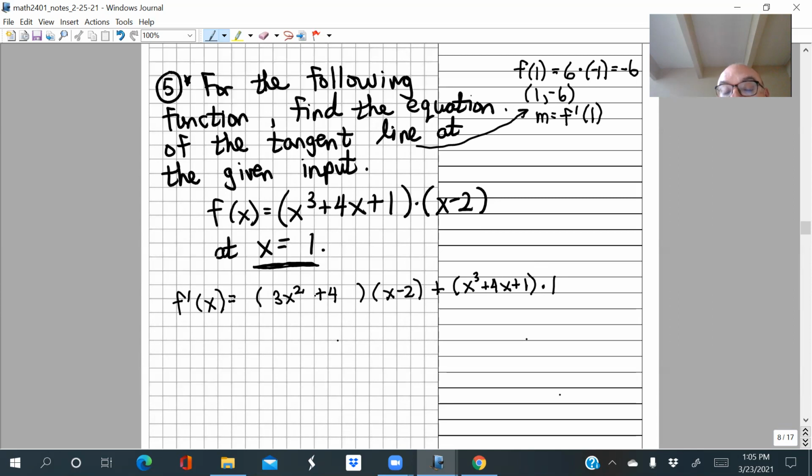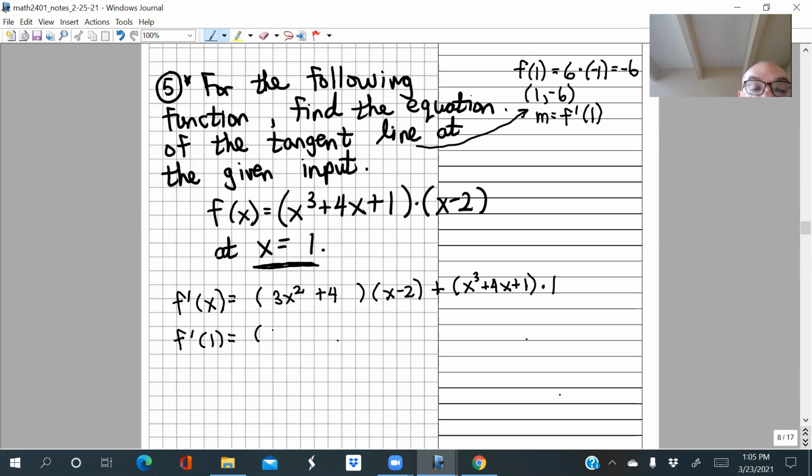Now we can simplify that if we want to by multiplying out the parentheses and adding like terms together. So we could do that, but we really don't have to go through all those steps because all I want to calculate is f prime of 1, right? I want to find what's the derivative at 1. So I can just plug 1 right into this formula, right?